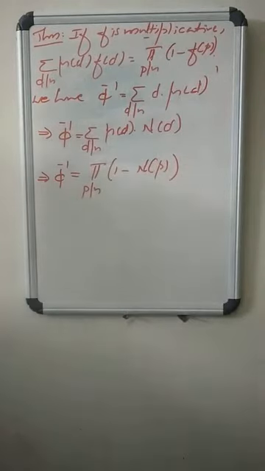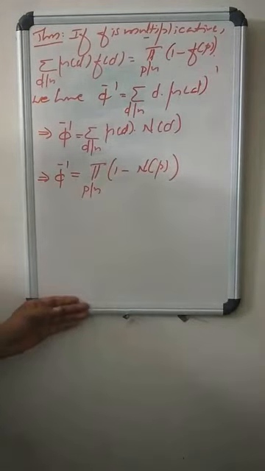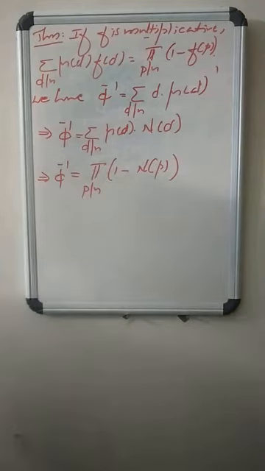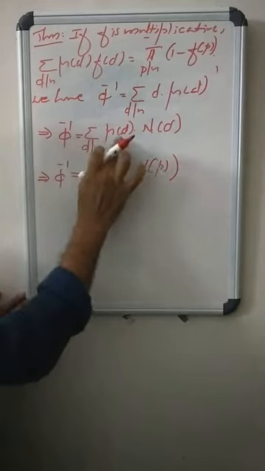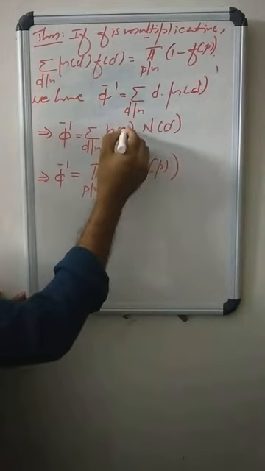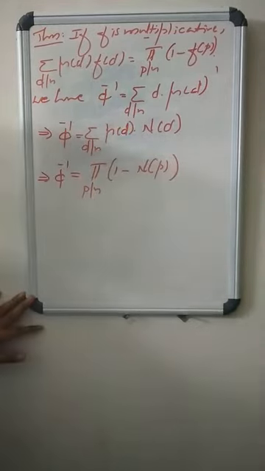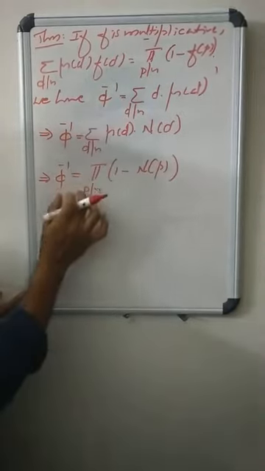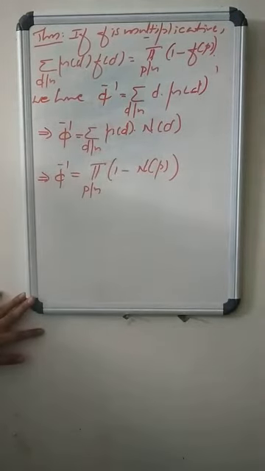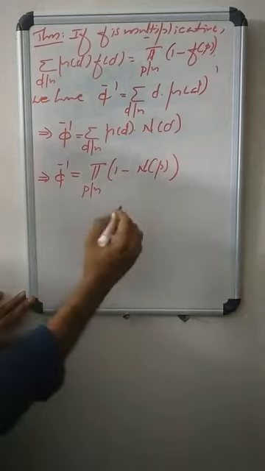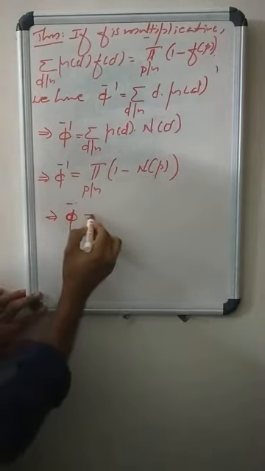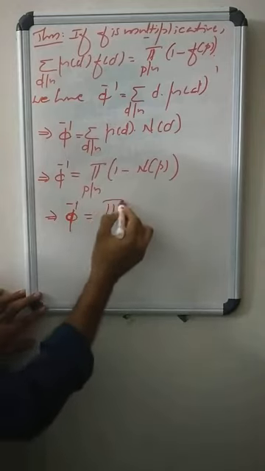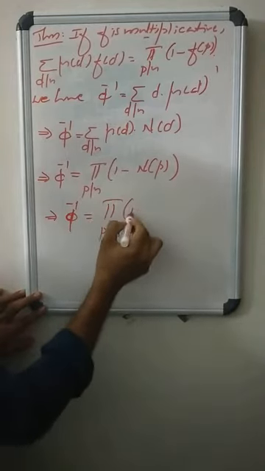When f is multiplicative, we have sigma over d dividing n of mu(d) f(d) equals product over p dividing n of (1 minus f(p)). Here, we know that phi inverse is sigma over d divides n of mu(d) times n by d, but clearly n is multiplicative, thus phi inverse equals product over p dividing n of (1 minus n of p). But what is n of p? n of p is p. So phi inverse equals product over p dividing n of (1 minus p).